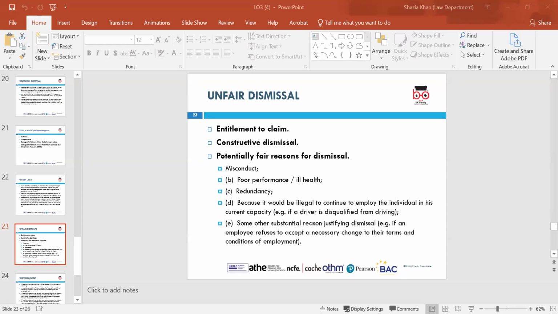And it could be an entitlement to claim, it could be elements of constructive dismissal, or potentially fair reasons. Constructive dismissal is where an employer has done something that seriously breaches your contract. You might be able to resign and make a claim to an employment tribunal, and this is constructive dismissal.